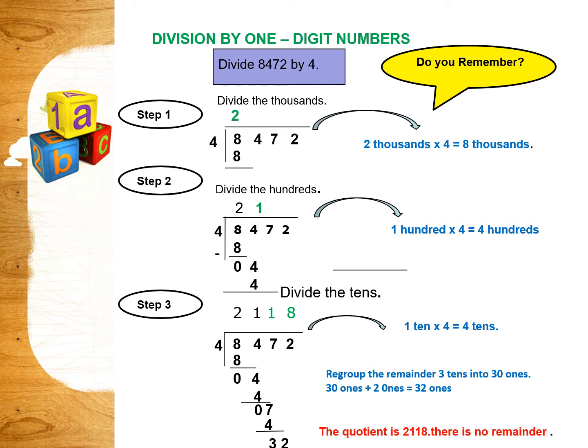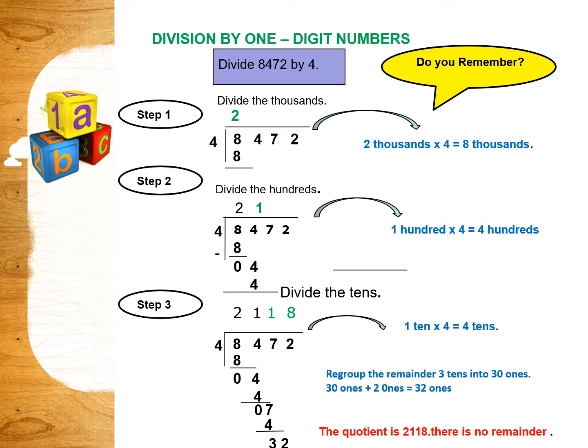Now we consider the hundreds. Divide the hundreds. Then 4 hundreds into 4 equal parts. So 400 divided by 4 equals 100. Now we are going to do the third step. Then divide the tens. 7 tens into 4 equal parts. So 7 tens divided by 4 equals 1 ten.